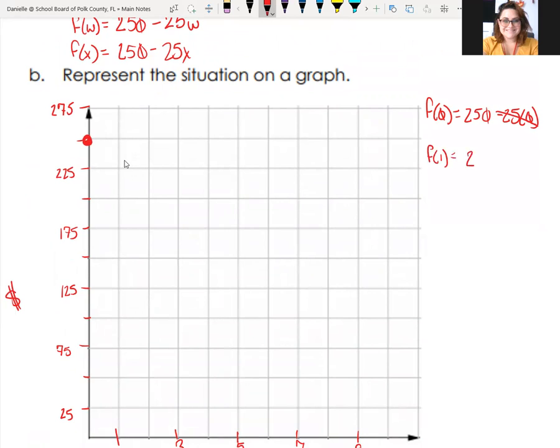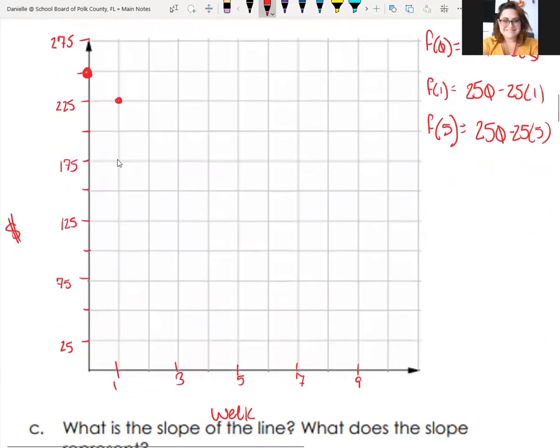At week 1, we're going to do 250 minus 25 times 1. So 250 minus 25 is going to give me 225. Let's skip to week 5 and see what happens there. We would do 250 minus 25 times 5. That gives me 50. So at week 5, I only have $50 left.